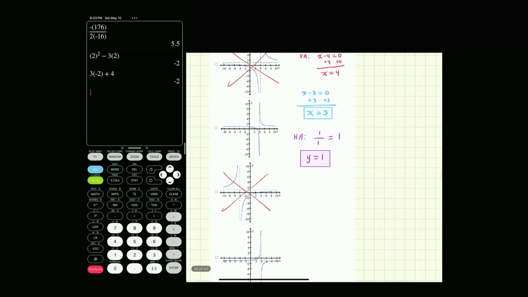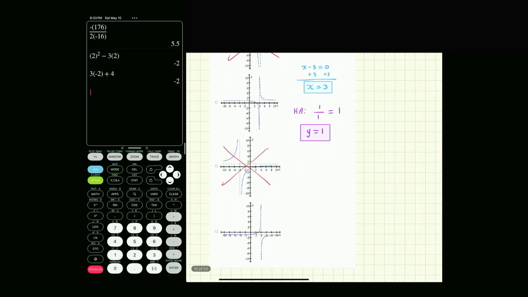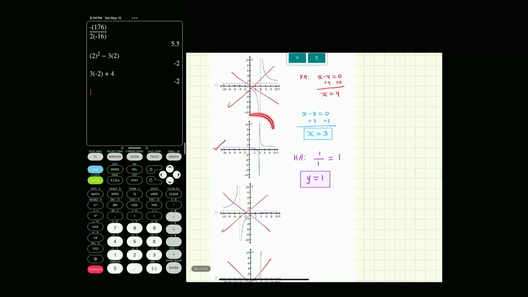And out of the remaining graphs, it looks like there's only one that has an invisible horizontal wall, or a dotted line, at y equals 1, and that's this one right here. So it looks like B is our answer. Notice D has a horizontal line at negative 1, which is incorrect. So that's out. So B was our only choice here. We've got our vertical asymptote at 4. We've got our x-intercept right at x equals 3.